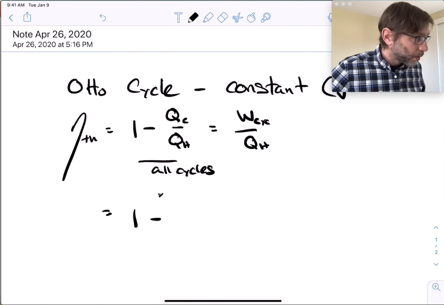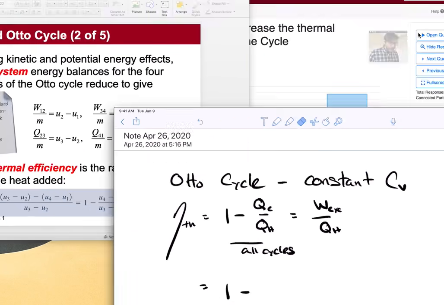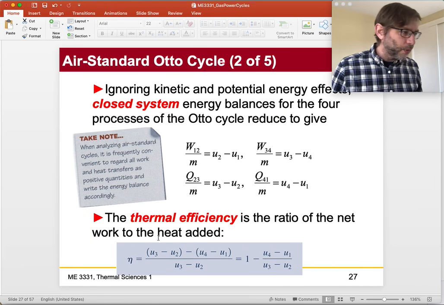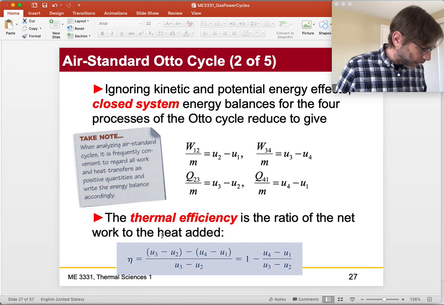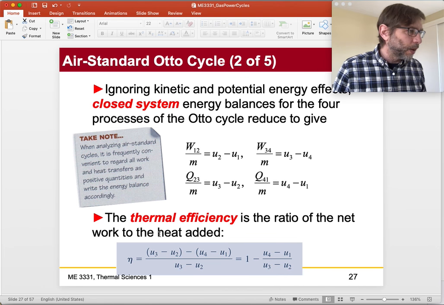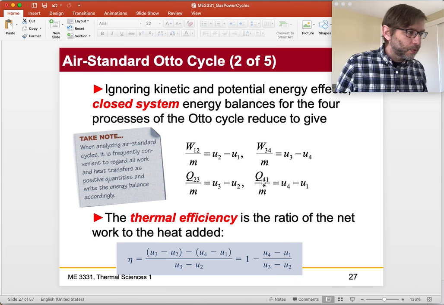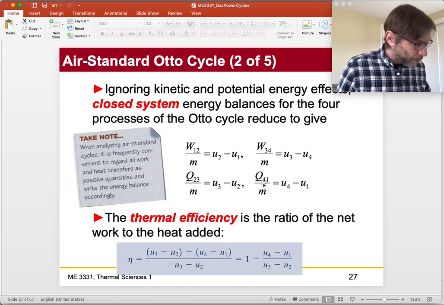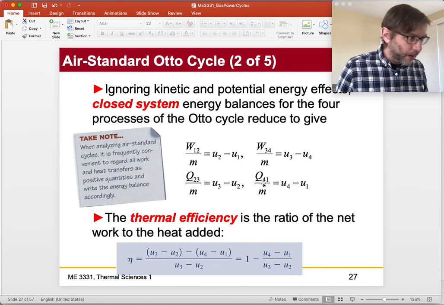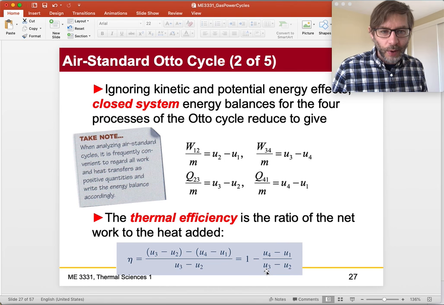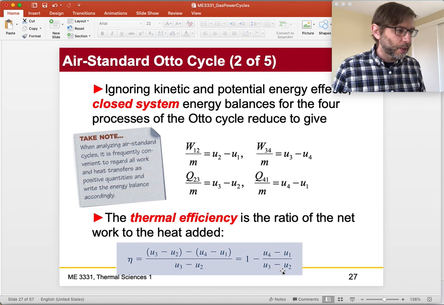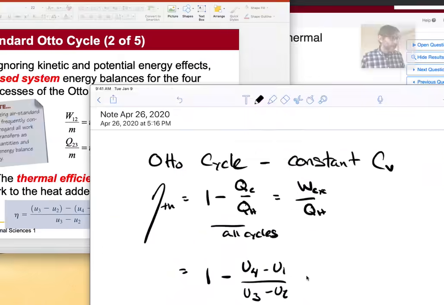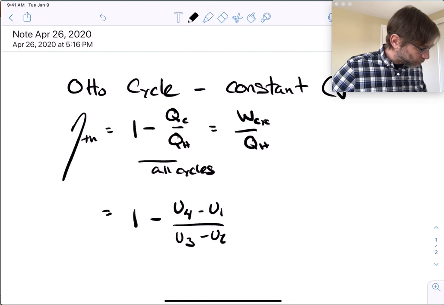In this case, QC is given by U4 minus U1, because if you look at the cycle, Q41 is Q low, QC. So it's U4 minus U1 divided by, in this case, U3 minus U2, which is QH, the heat coming in. That's the combustion process. So U3 minus U2. Okay, I'm going to write that down. Now back to my notes here. So this is what we got.